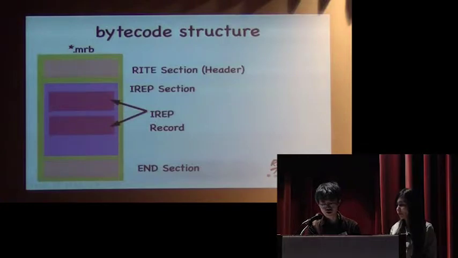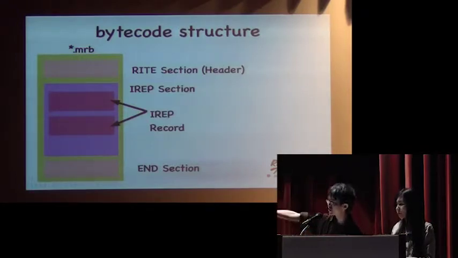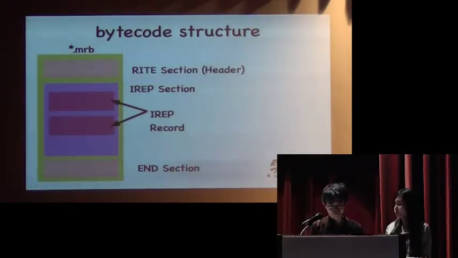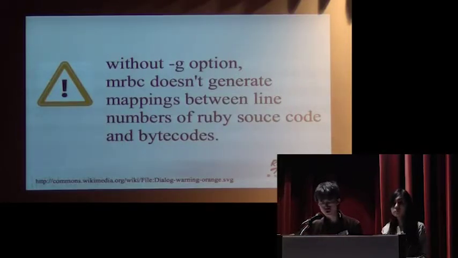There are three sections. The first section is the header section, the second section is the IREP section, and the third section is the end section. The header section is the header, and the end section is the footer of the mruby file. Bytecodes and symbols are in the IREP section, the second section. But mruby doesn't generate a mapping between bytecode and line numbers of Ruby code. So you must use the mruby command with the G option.